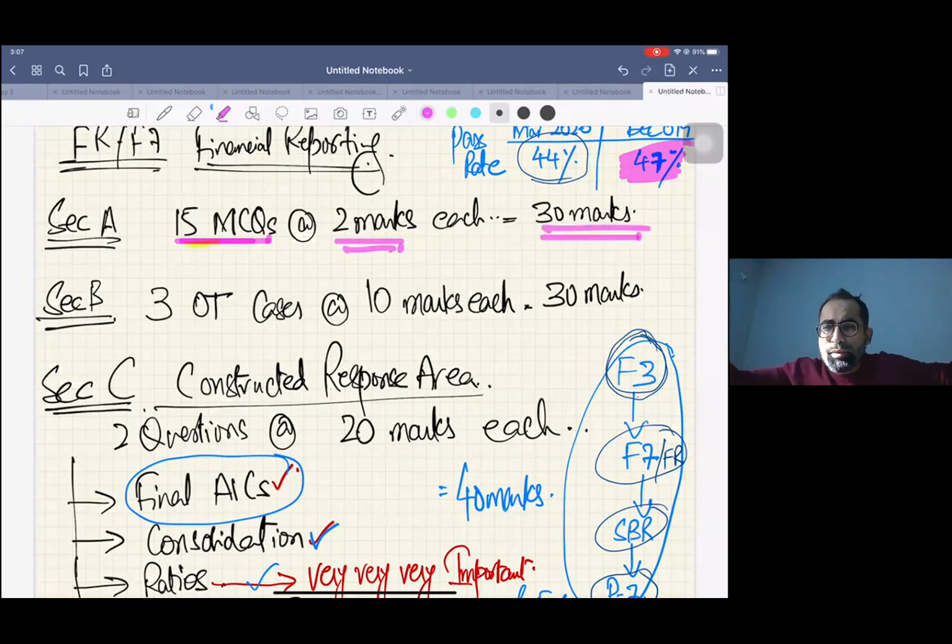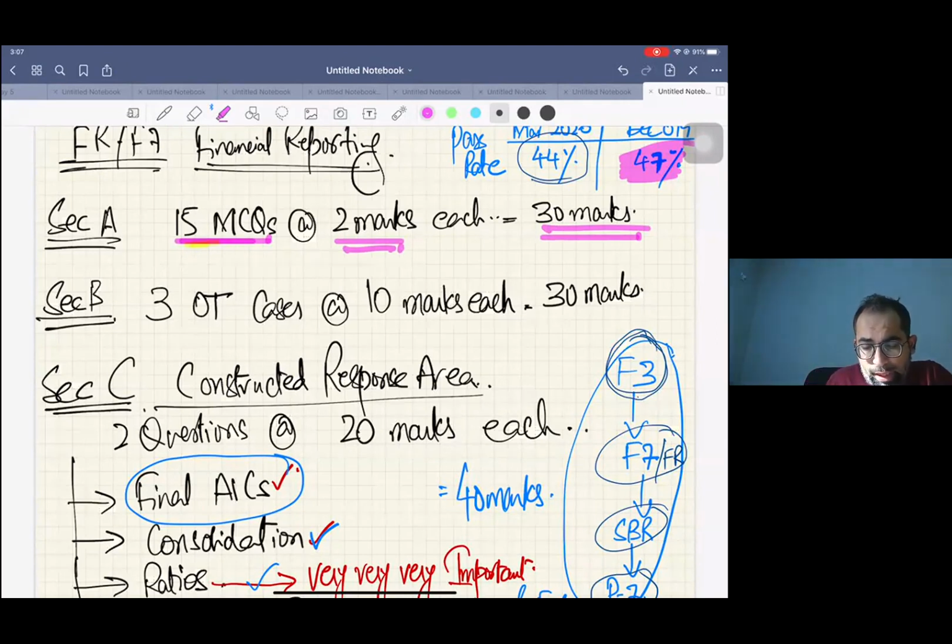Now the question is, sir, from where will we get this area? It's a mixed area. The examiner may give questions from anywhere: consolidation, IAS, ratios, any area they can give. No fixed area, no guarantee for this. Okay, now the second area is section B.